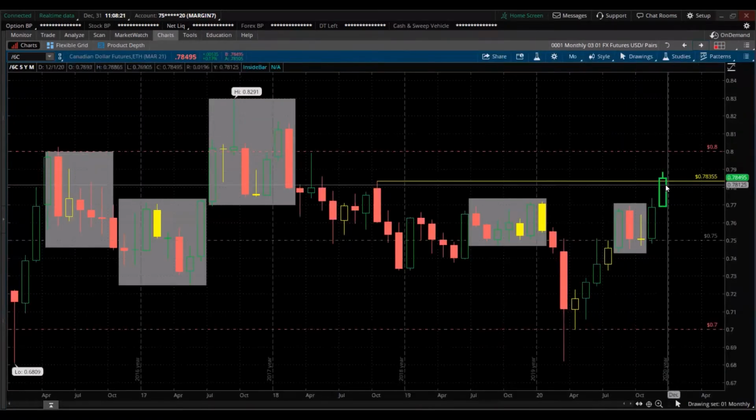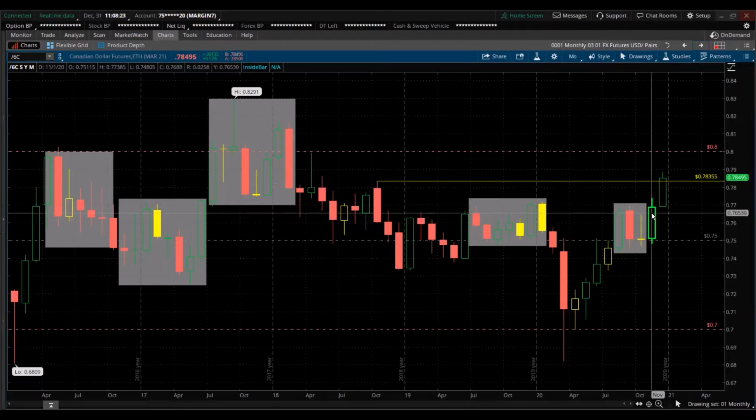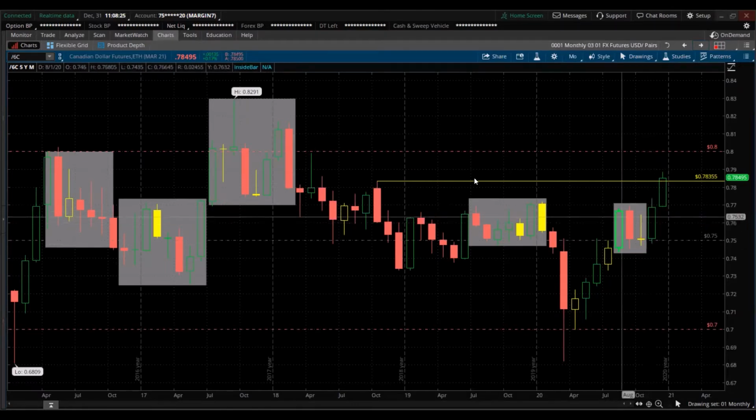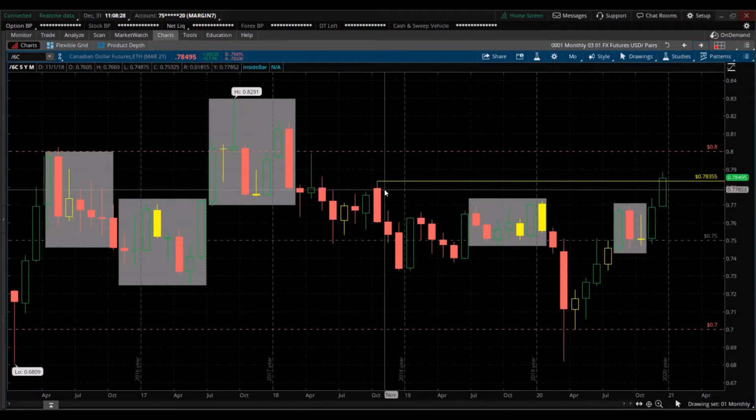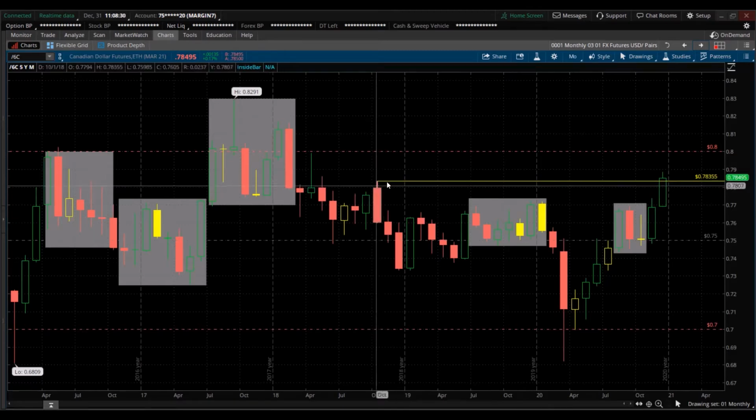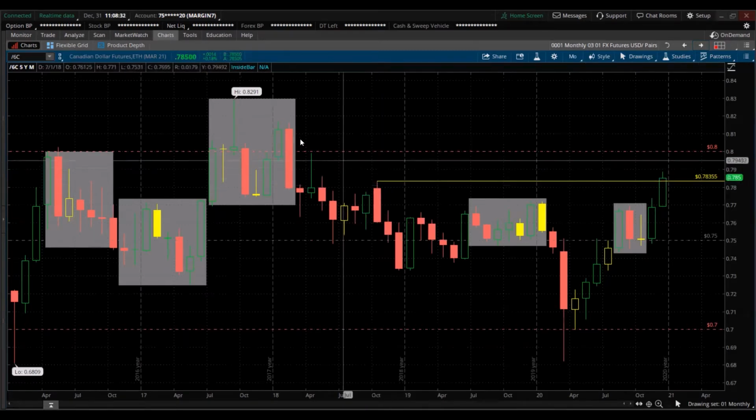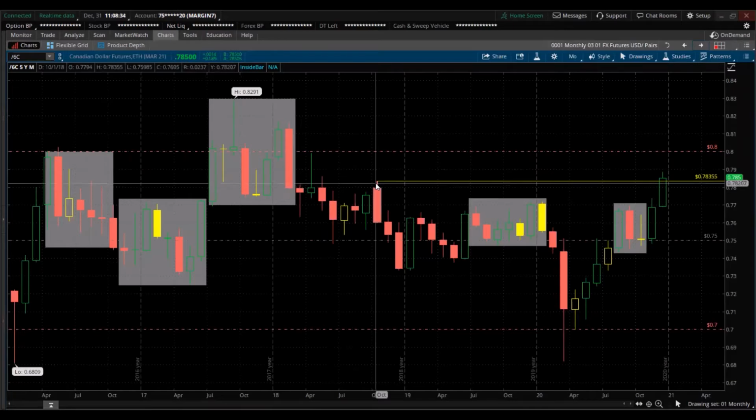Canadian dollar also took out the swing high, took out the high of last month and the high from 2018. Or sorry, this took out the swing high from 2018. The high for 2018 was here, but it took out the swing high, trending higher.